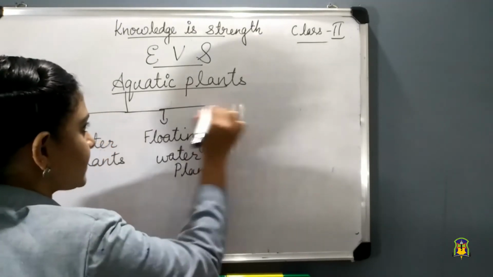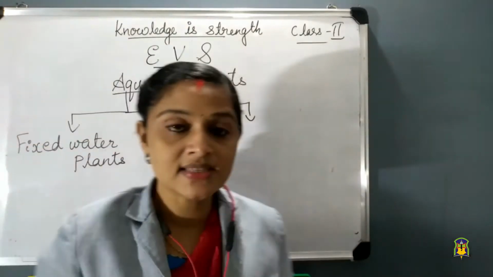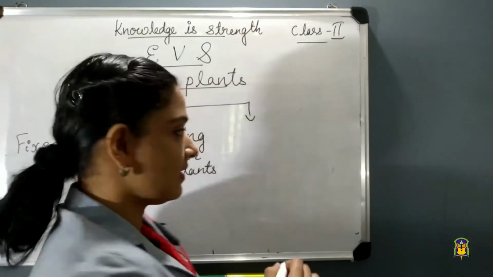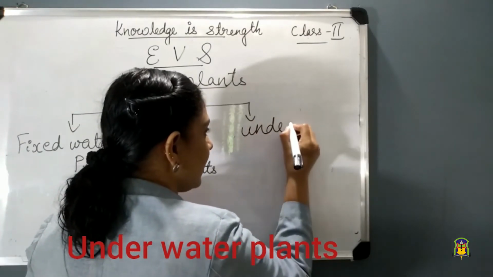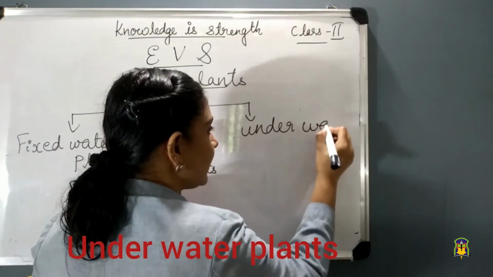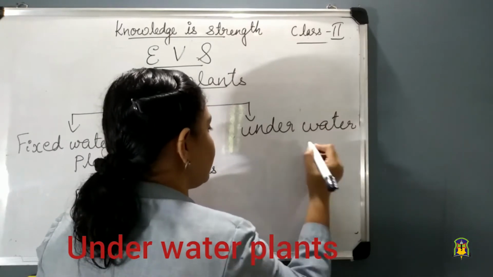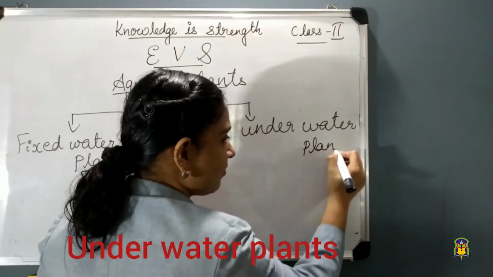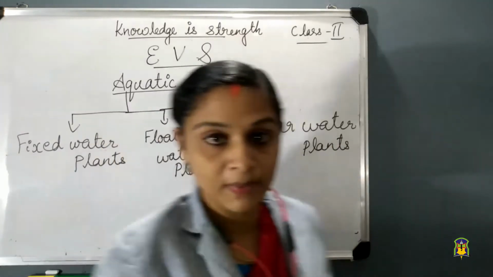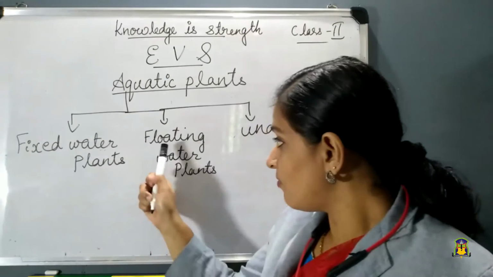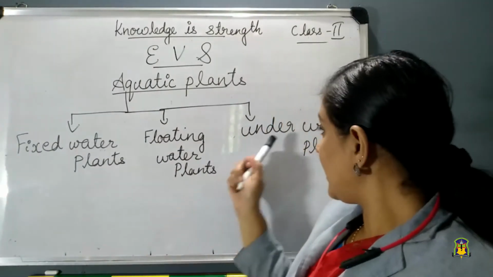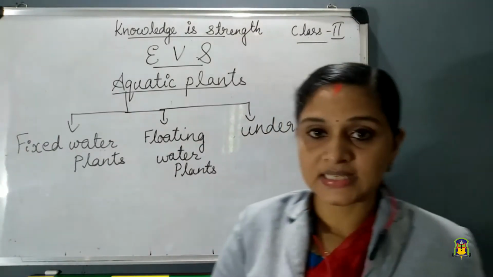Then next one is underwater plants. What is the spelling of under? U-N-D-E-R. Underwater plants. So these are the different kinds of aquatic plants. Which are they? Fixed water plants, floating water plants and underwater plants.